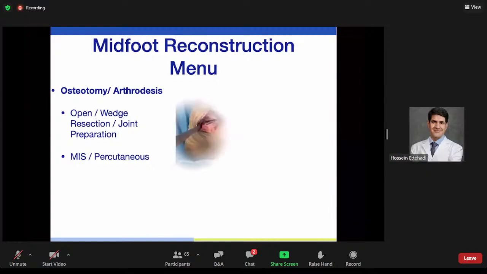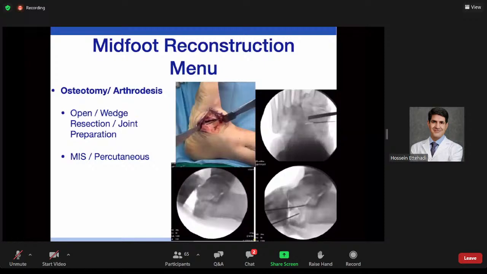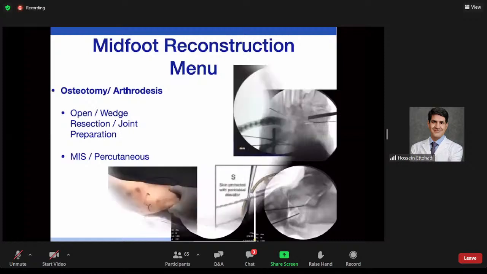Well, the osteotomy or arthrodesis involves an open wedge resection and joint preparation, or it can be done by minimally invasive surgery or percutaneously. When we do an open wedge, we have to have open and big approaches, so we can have a complete visualization of the area where we're going to do our wedge resection. Here we see an example of a patient having this triangle, a plantar-based wedge resection of the midfoot, and correction afterwards.